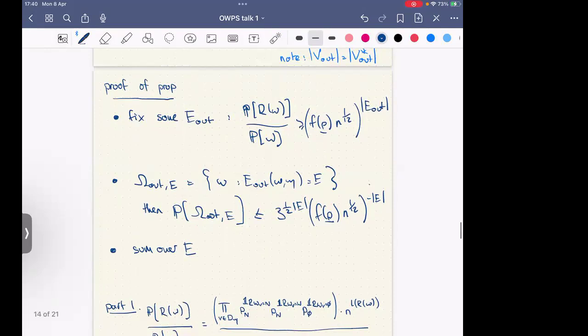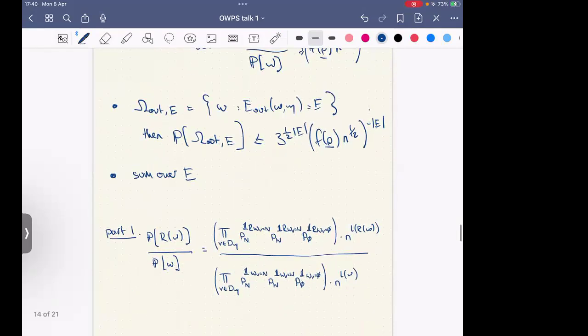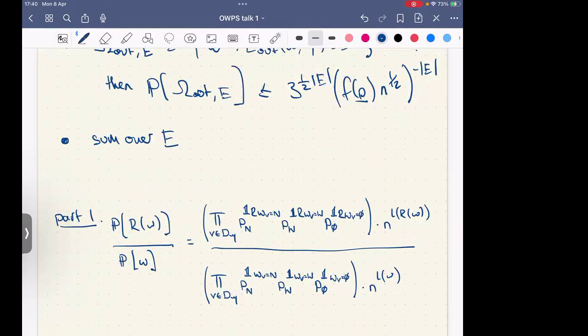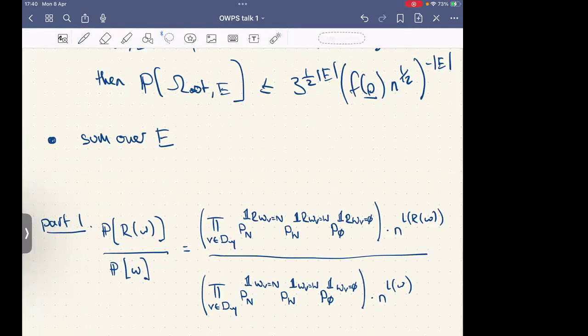Okay, so let's do the first bit. So what's the ratio of these two things? Well, here I've just literally written out the definition of our measure, and I've written it so that here we have a product over all vertices, and then p_n, and then an indicator that the R omega has a north mirror at that vertex. Okay, and then same for west, same for empty. For each vertex, one of these will be realized. And then I've got my n to the number of loops.